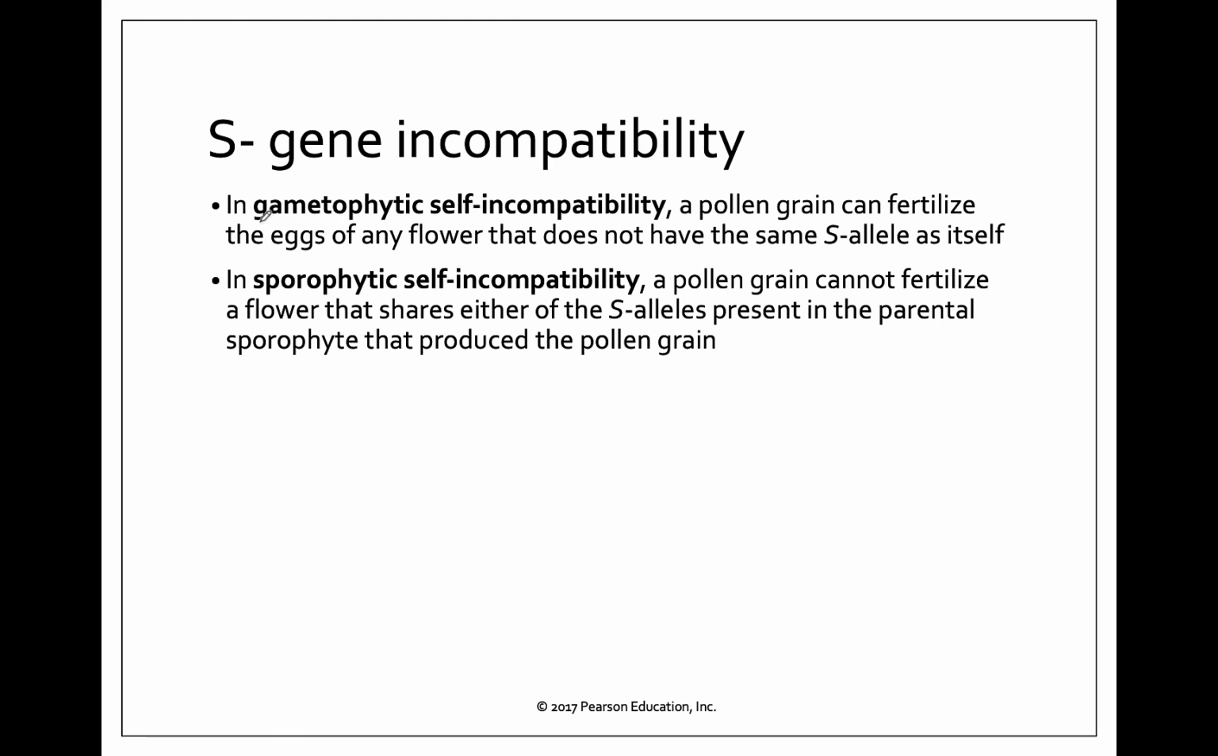The first one is called gametophytic self-incompatibility. Let's say we have a parent plant, and the genotype of the parent is that they have the S1 allele and the S2 allele. So this is their genotype. S1 is an allele, S2 is an allele. When they make a pollen grain, remember they're going to do meiosis. So the pollen is either going to have the gene S1 or it's going to have the gene S2.